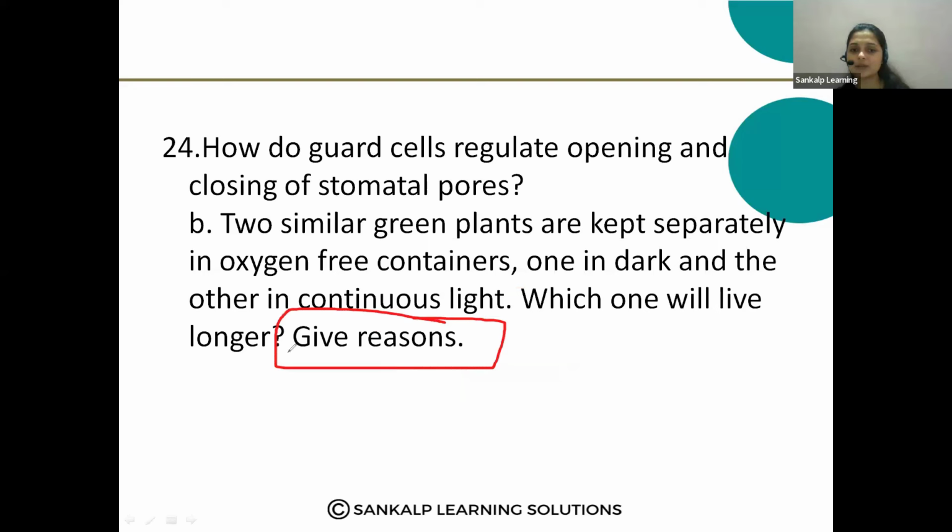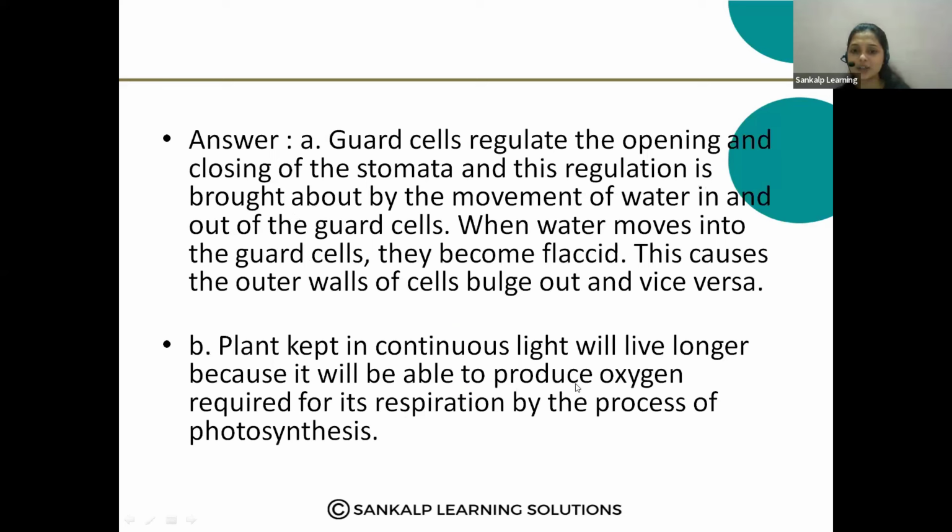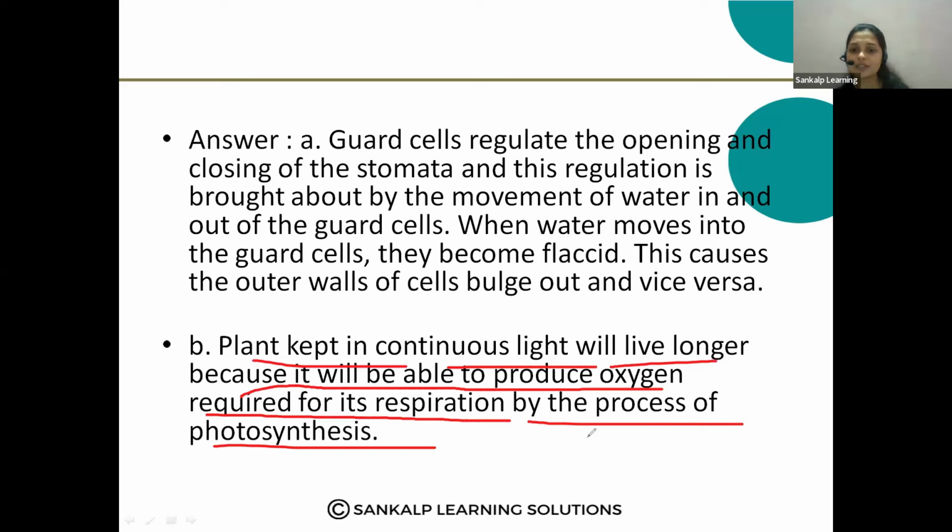Which is able to live longer? The one in the continuous light is able to live longer, because it is able to perform photosynthesis and release the oxygen, right? So here, the plant kept in continuous light will live longer because it will be able to produce the oxygen required for its respiration by the process of photosynthesis.